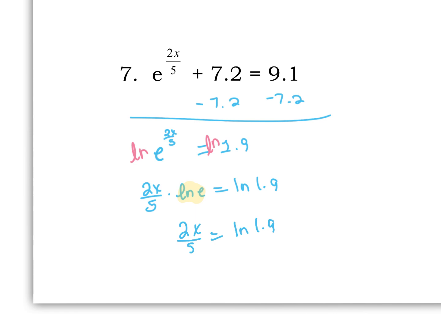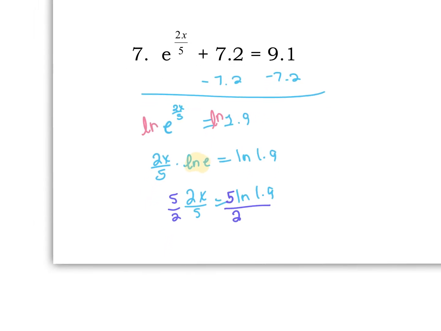All right, last step. And you can do this in 2 parts or you can do this all together. For me personally, I'm okay with doing this all together in 1 step. If you feel like you want to multiply by 5 and then divide by 2 separately, you can. Or you can just think of this as multiplying by that reciprocal, which is 5 over 2. So either way you think about that, x is equal to 5 over 2 times the ln of 1.9.